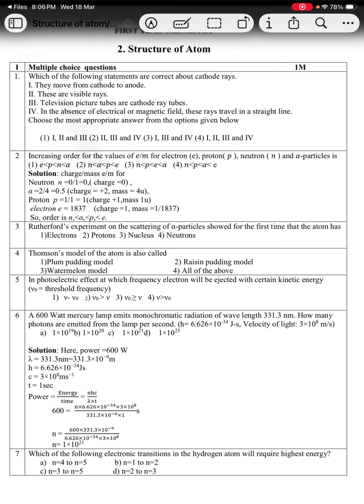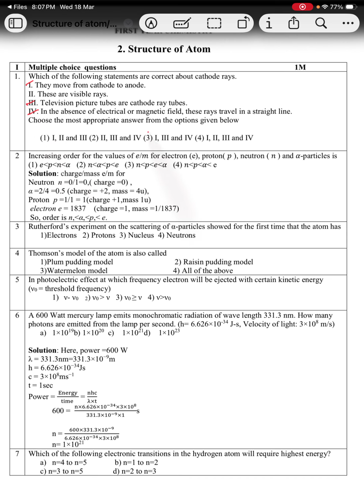First one, which of the following statements are correct about the cathode rays? They move from cathode to anode. This is the correct one, a property of the cathode rays. They are negatively charged rays. These are visible rays. This is not the property. Television picture tubes are cathode ray tubes, so it is also a right answer regarding the cathode rays. In absence of electric and magnetic field, these rays travel in a straight line, so it is also correct. So first one is correct, third one is correct, fourth one is correct.